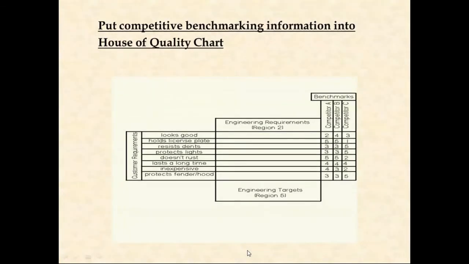Okay. Sorry again for the interference. Okay. So here I have put the house of quality chart. On one side, it is the customer requirement, and on the other side, I have competitor 1, 2, and 3, and I have calculated it and these are the benchmarks. Okay. So these benchmarks will be compared to what I am existing now and what will be my future requirement. So this will be compared with that. And the middle one will give you the relationship between the engineering requirements and the customer requirements. And region 5 will give you the calculation of the engineering requirements.